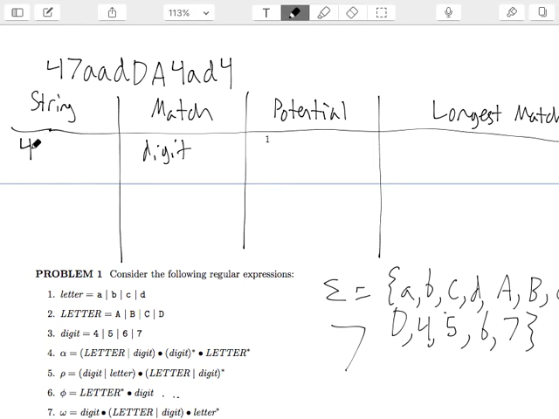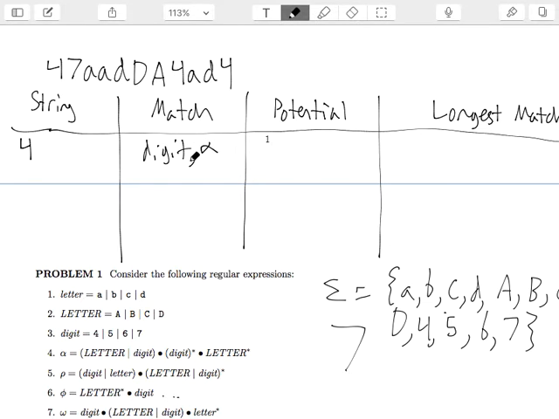Okay. We match four digit matches. Does any of the others match completely with the digit? Nope. Let's take it one by one, right? Because this is when we can get in trouble. So does letter match? Clearly it doesn't match just a four. Capital letter? No. Digit? Yes. Does alpha match? Yes.